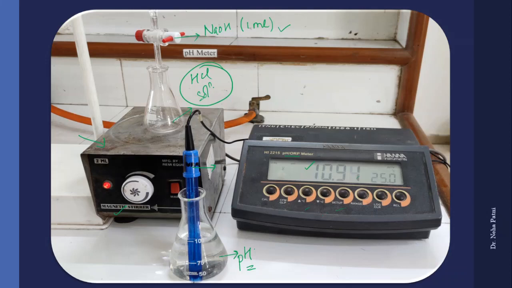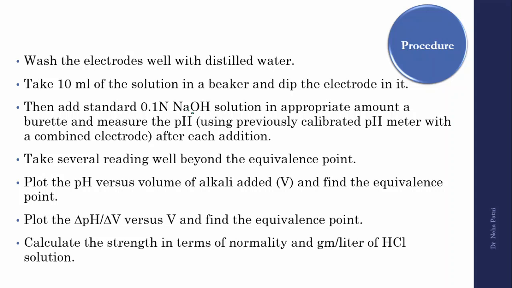So we are going to observe the change in the pH when we add NaOH to HCl. Now what you are going to do is, first obviously you have to wash that electrode. Then you take that electrode and dip it in the solution. Then start adding NaOH from the burette and take several readings. And then we have to plot the graphs, pH versus volume. When you add 1 ml from the burette, what is the pH of the solution? When you add 2 ml, what is the pH? When you add 3 ml, what is the pH?